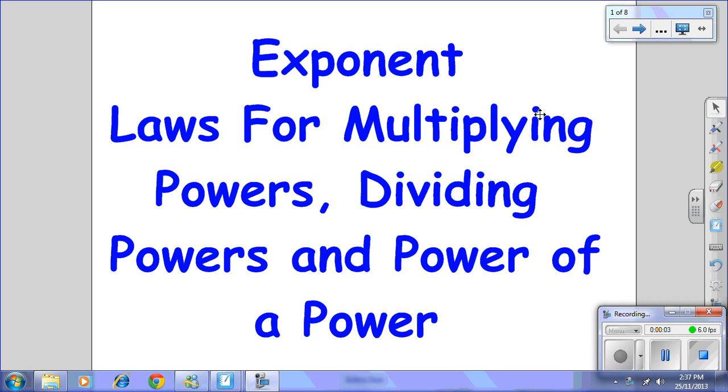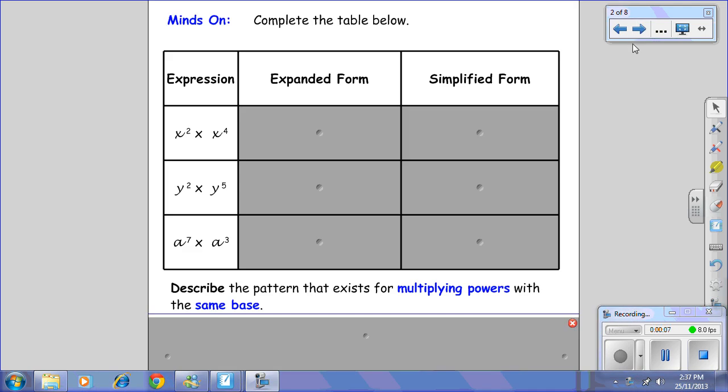Exponent laws for multiplying powers, dividing powers, and powers of a power. I'm going to ask you to copy the table onto a piece of paper and pause the video while you convert each expression to expanded form and then rewrite it in simplified form. Before you start the video again, make sure that you take a look and see what pattern exists for multiplying powers with the same base.